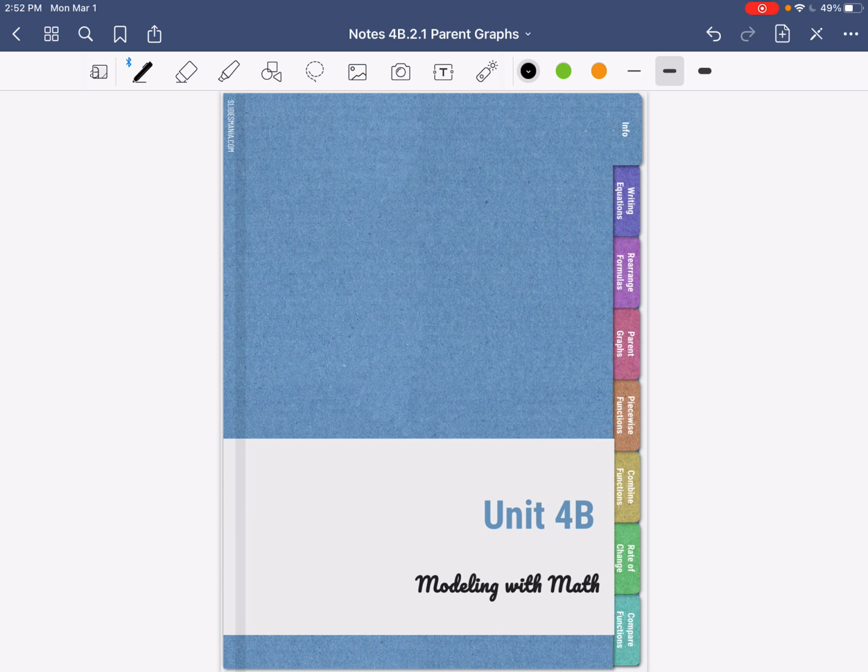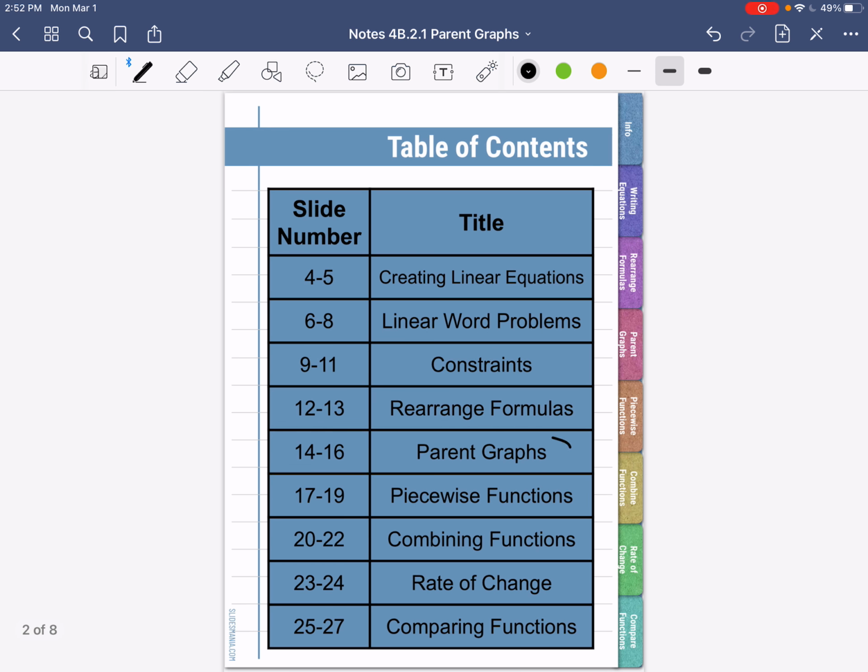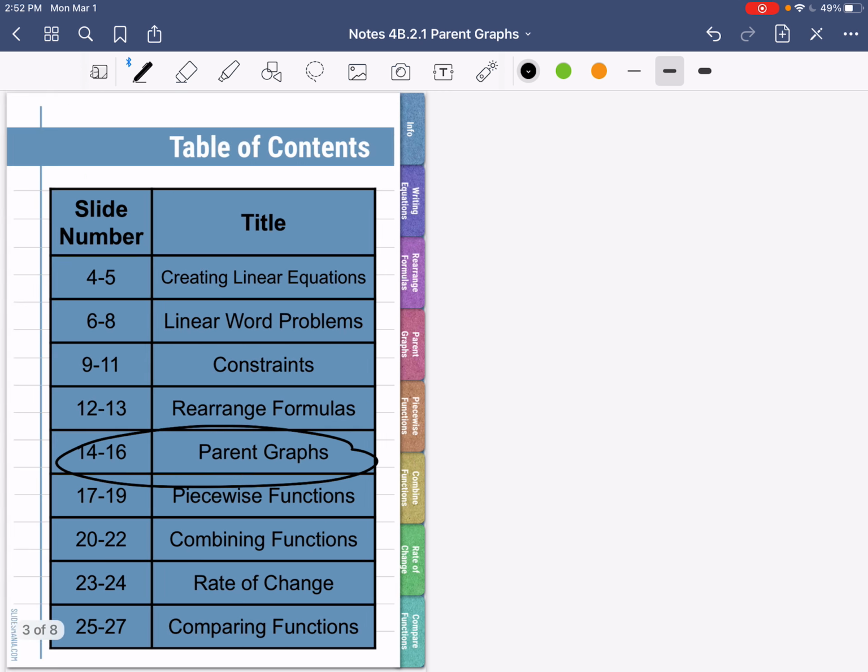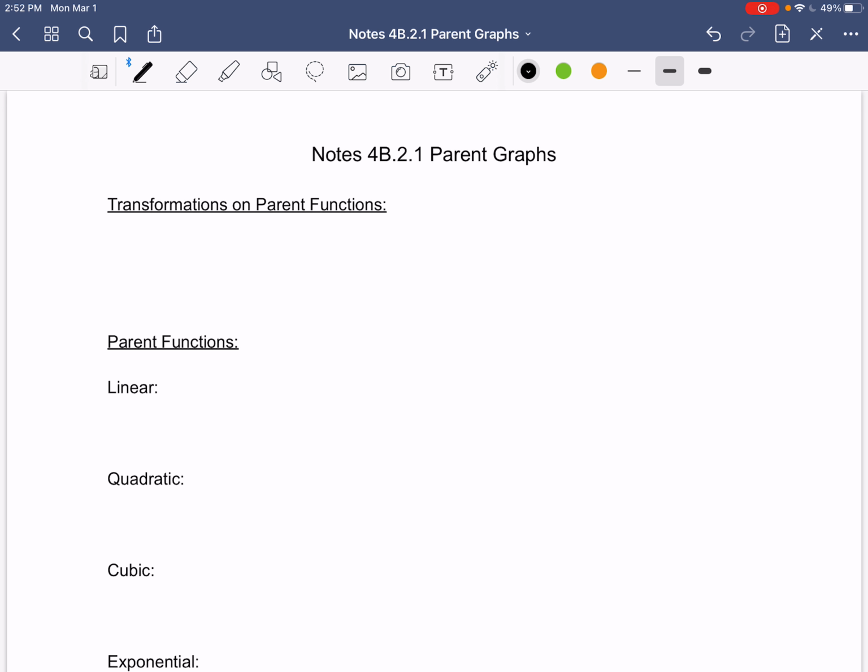Hey guys, these are our notes about parent graphs. So we're going to be on slides 14 through 16 today. At the top of your paper, you can go ahead and put your title, Notes 4B.2.1 Parent Graphs. So we're going to look at transformation on parent functions today.